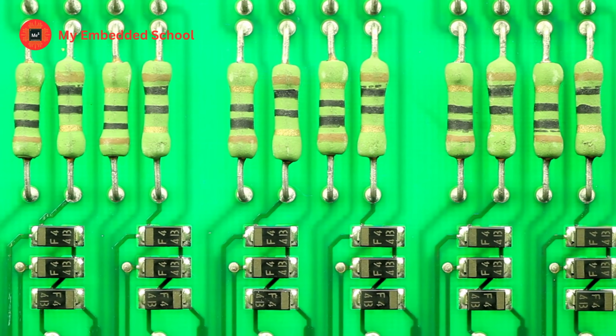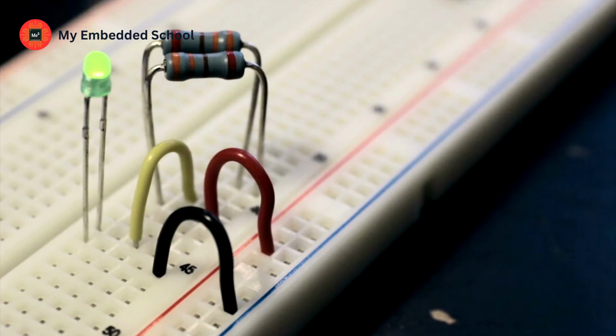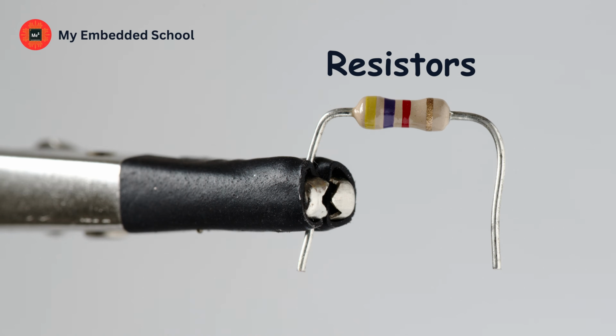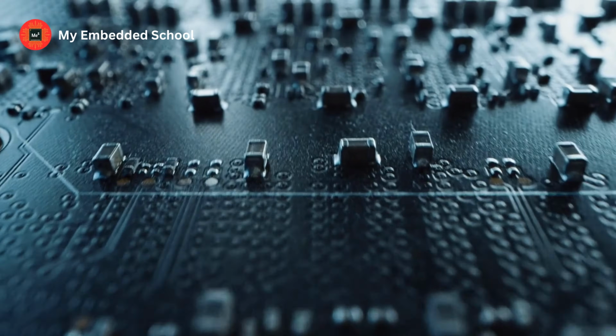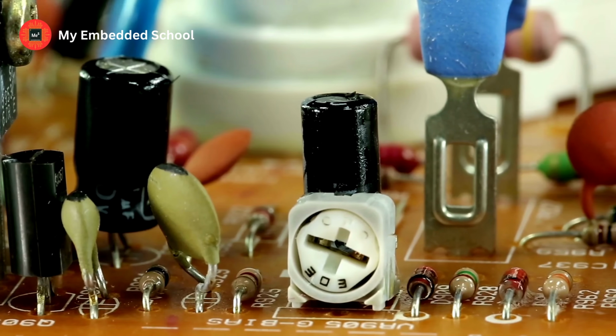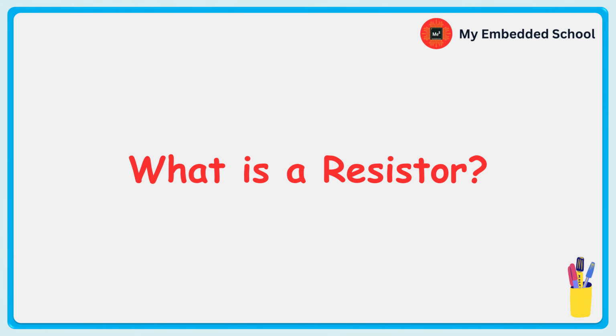Have you ever noticed the colorful little components on circuit boards? Moreover, it has the ability to regulate the current flow across many circuit boards. It is known as a resistor, and it is among the most significant and fundamental components of electronics. We shall discover the definition of a resistor, its operation, and its various kinds and applications in this video. So, let's begin. We will first understand what a resistor is.